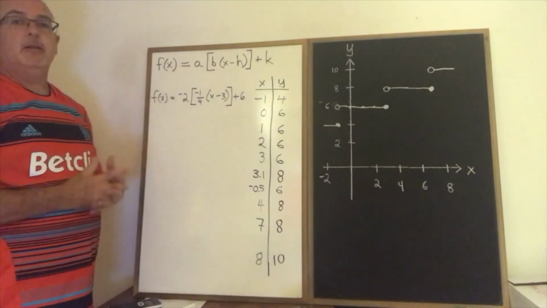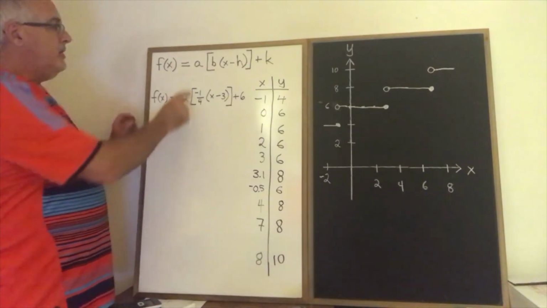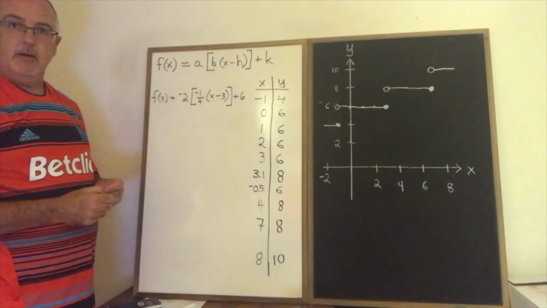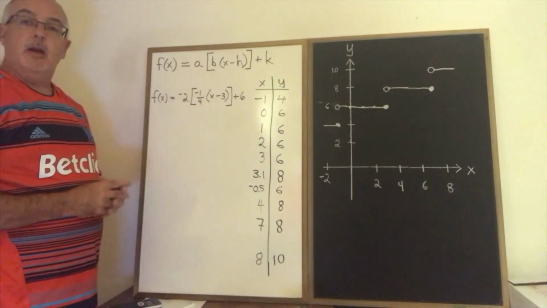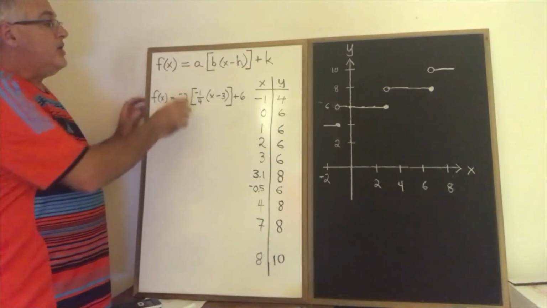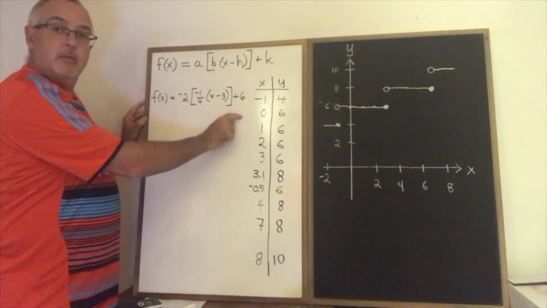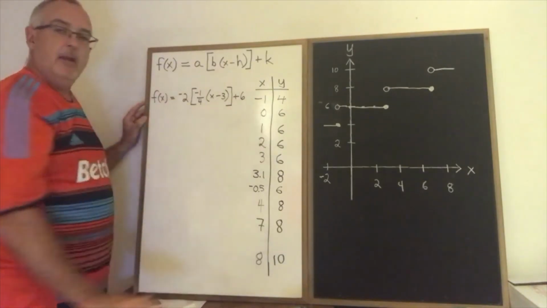Now the problem with this is that it took a long time. If we use the parameters, we can do it much faster. So be sure to watch another video that I'm making that shows me graphing the same function, but using the parameters instead of a table of values.